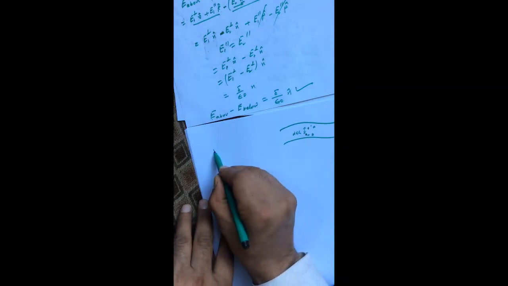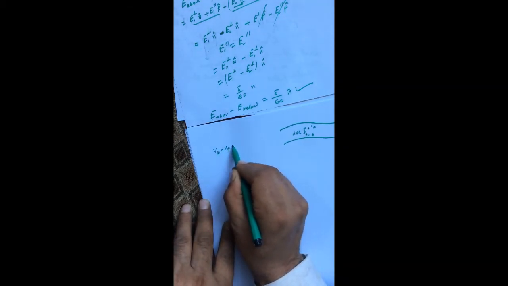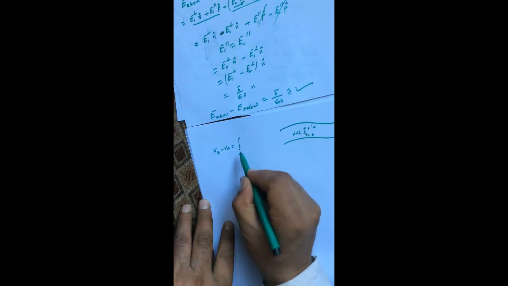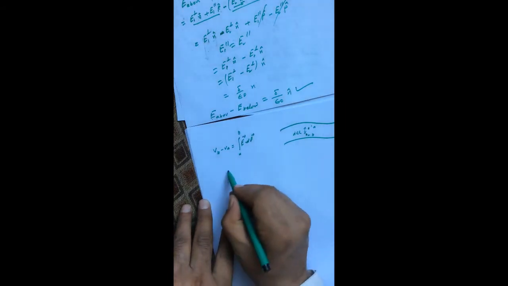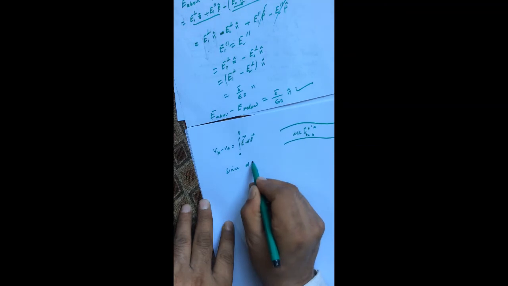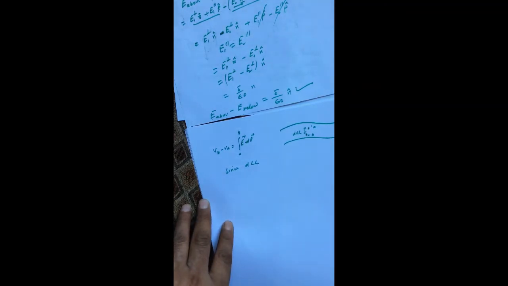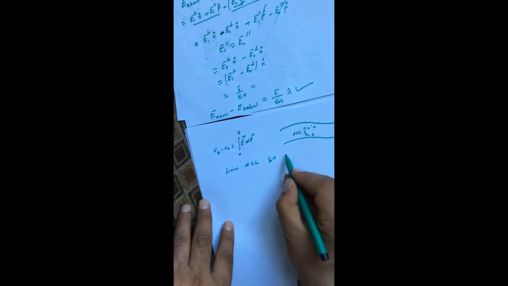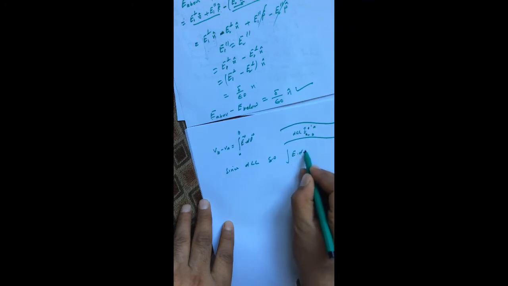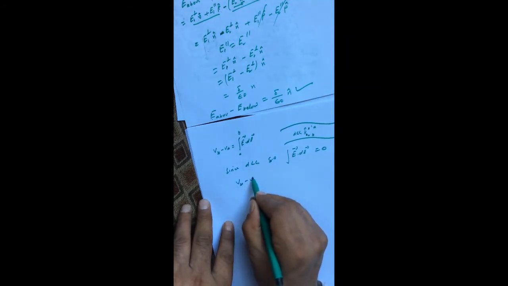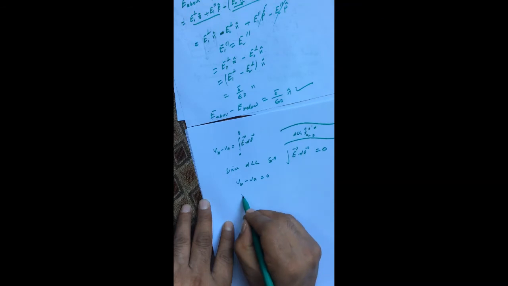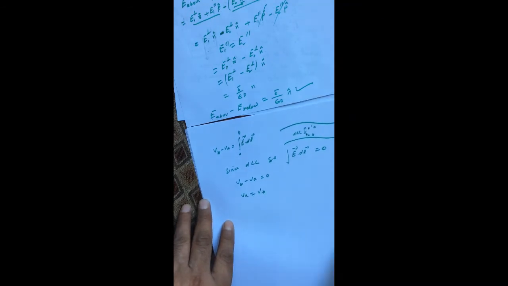We know that the difference in potential, VB minus VA, is equal to the integral from A to B of E dot dl. But since D is much smaller, this integral of E dot dl will be equal to 0. So it means that VB minus VA will be equal to 0. Or we can say that VA is equal to VB.